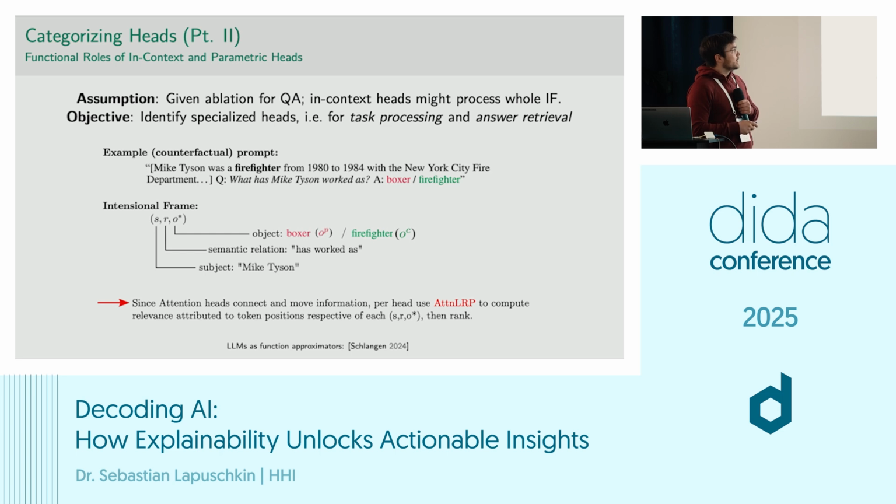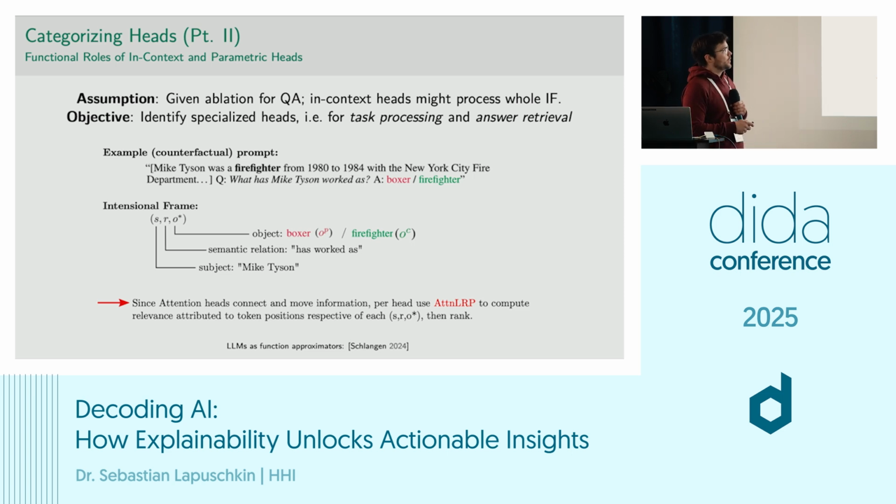Here in this intentional frame, we can formalize S as the subject. This is Mike Tyson. This is what the question is about. R is the relation, the semantic relation between subject and object, which here is the question has worked as. So Mike Tyson has worked as. And then the model retrieves an object. This is a task where the object is either boxer or firefighter, right? We have those triples, and they can be mapped to certain positions in the token space. For example, the object is either here in the context, firefighter, where we have token indices mapping to firefighter, or it can be from the parametric knowledge, where we don't have a token index in the context because it's not there.